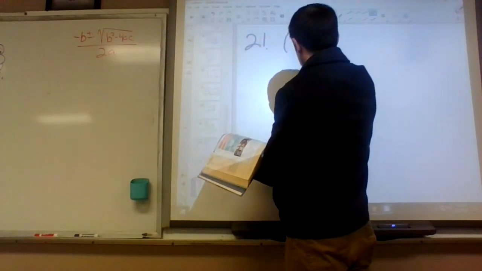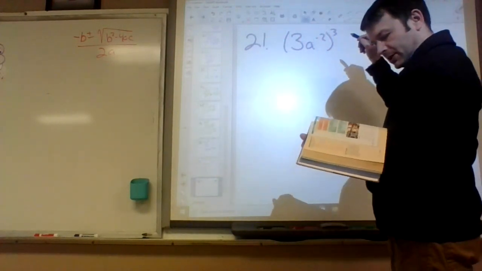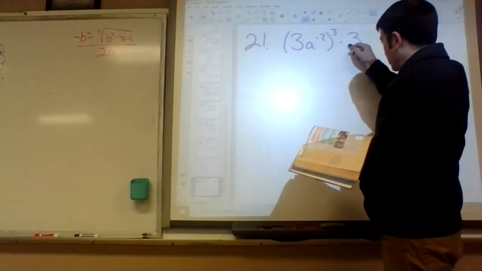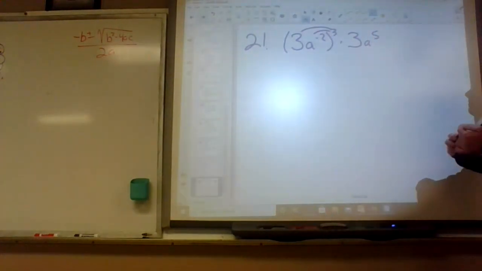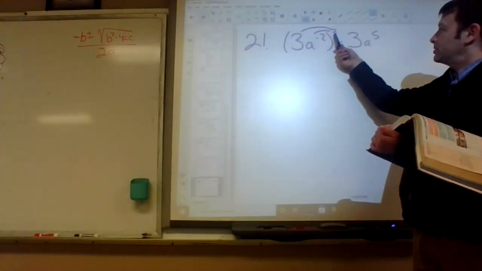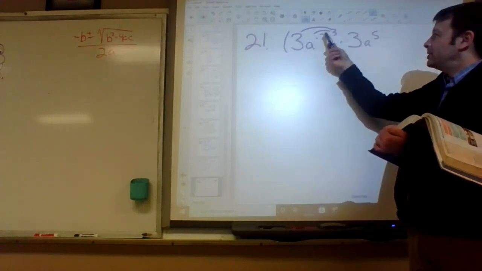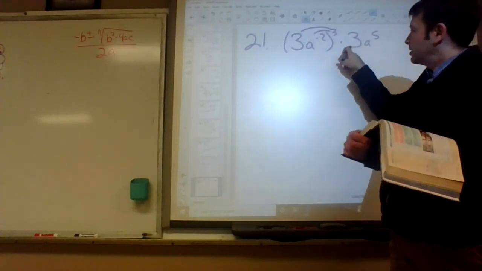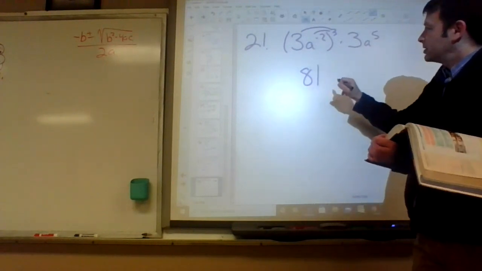What should we do first on 21? We should distribute the 3. Right, use the exponents first. There's nothing we can do in the parentheses. So you can think of that as distributing the 3 out. I'm going to do the normal numbers first. What is 3 to the third times 3 over here? 3 to the third is 27 times 3 is 81. Okay, so that's the normal numbers.